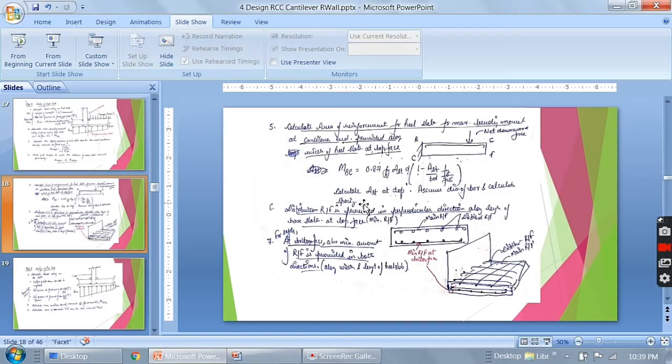So I hope you have understood this particular topic. You can practice more and more questions on cantilever retaining walls for better understanding.